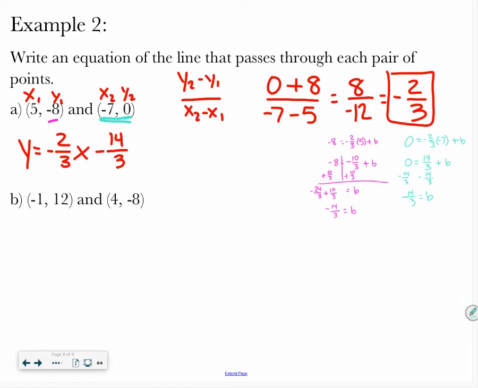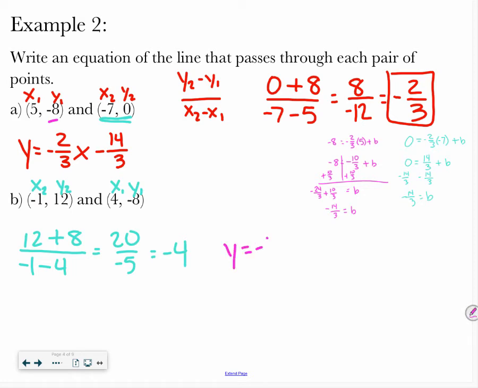We have negative 1, 12 and 4, negative 8. So I'm going to say, just for fun, this is going to be my x2 and y2, and this is going to be my x1 and y1. So if I do 12 minus a negative 8, that becomes 12 plus 8. And then I have negative 1 minus 4, so 20 divided by negative 5. So my slope is a negative 4.